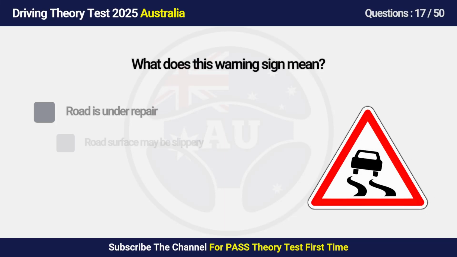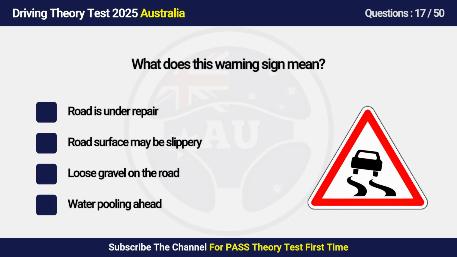Question 17. What does this warning sign mean? A. Road is under repair. B. Road surface may be slippery. C. Loose gravel on the road. D. Water pooling ahead.